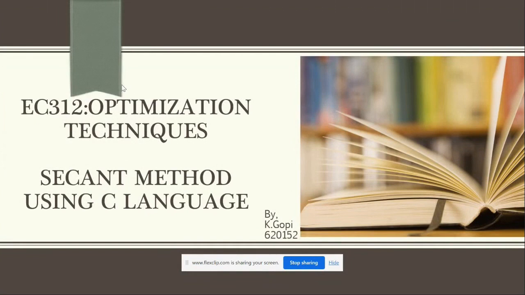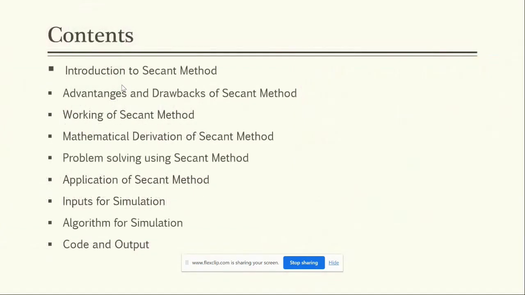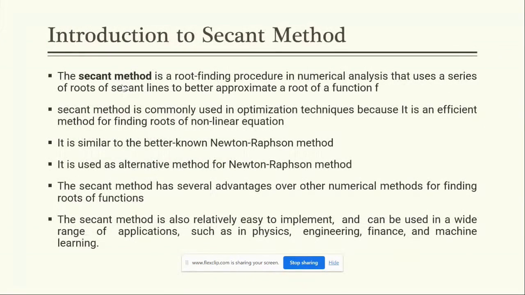Today we are going to discuss a topic in optimization techniques, that is the secant method using C language. Now you can see the contents, and first, the introduction to the secant method. The secant method is an efficient method for finding roots of the given f of x using secant lines of the function. It is very commonly used in optimization techniques.